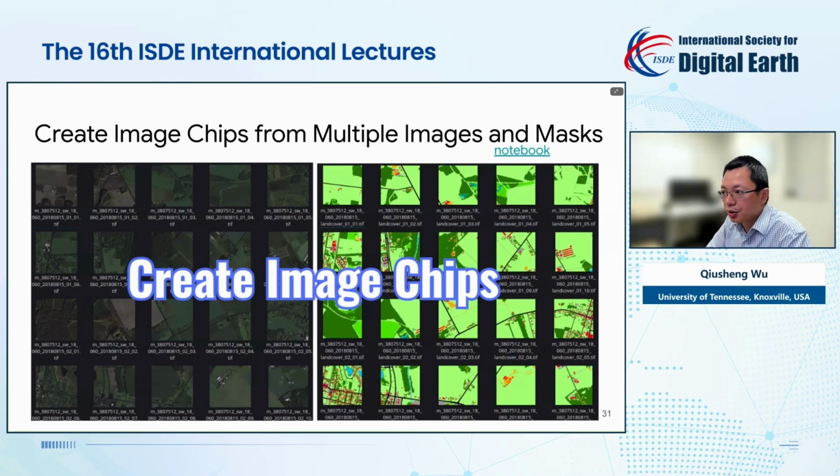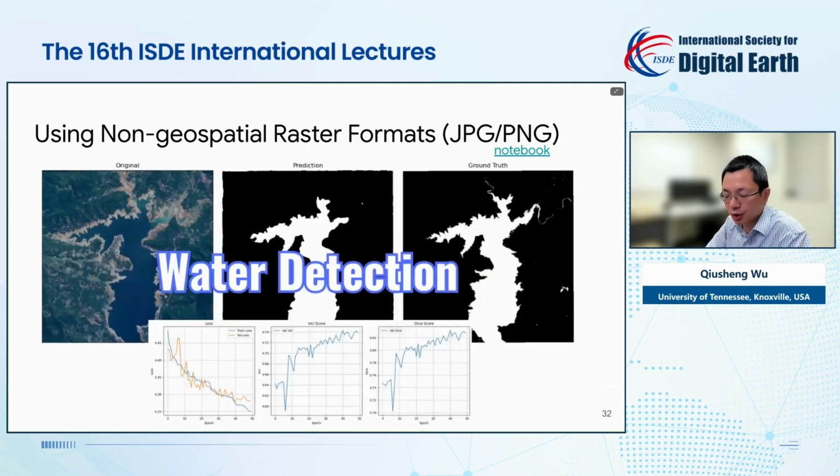And you can also train the model on non-geospatial data, because not all data comes in GeoTIFF format. In a lot of competitions in the computer vision discipline, a lot of the data is just JPEG and PNG, so they don't have geospatial information. So you have the images and the corresponding image chips in JPEG and PNG format. Now the package also supports that.